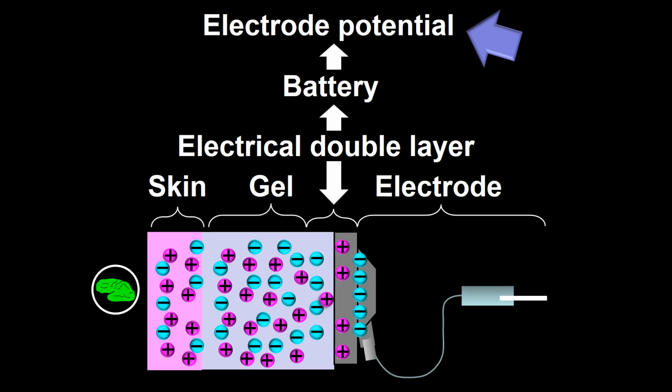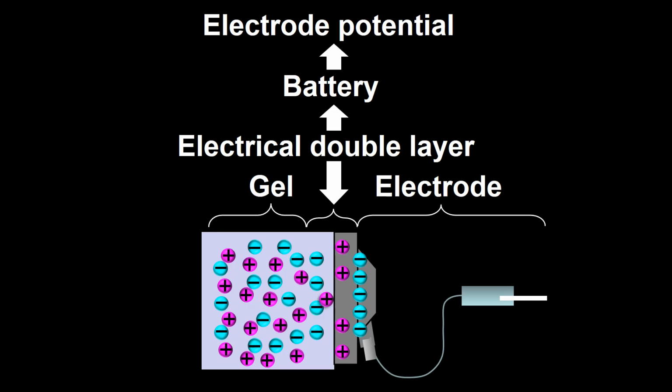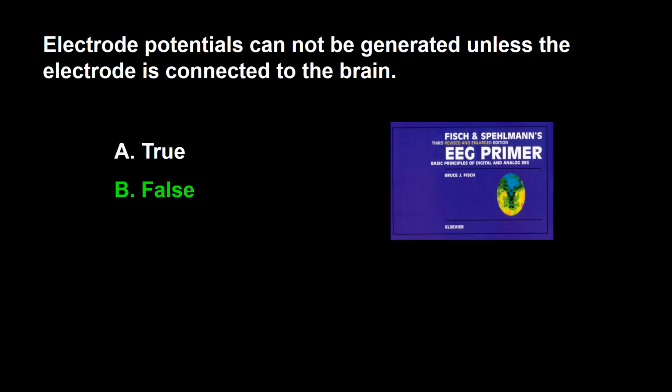In the next figure, I will introduce a similar figure, but this time lacking the figurine representing the brain, the skull, and the skin. I remove these structures while maintaining the other components to convey the fact that the electrical double layer remains despite the removal of the brain, the skull, and the skin. This indicates that the battery function and the electrode potential are the result of the interaction between the gel and the electrode. So the answer to this question is B.